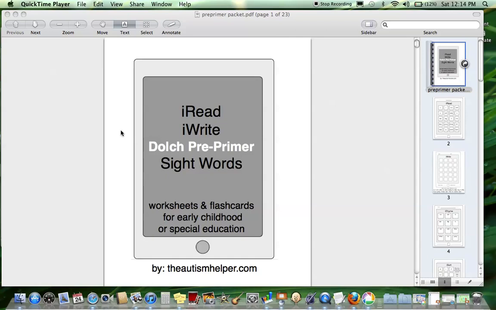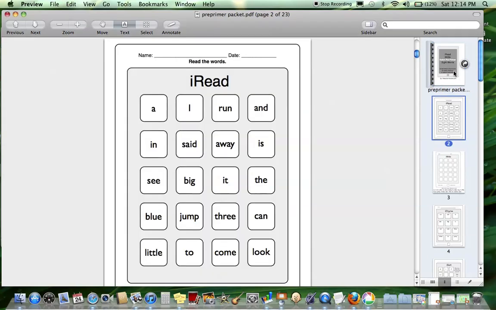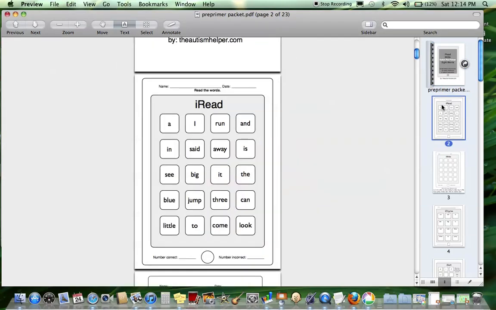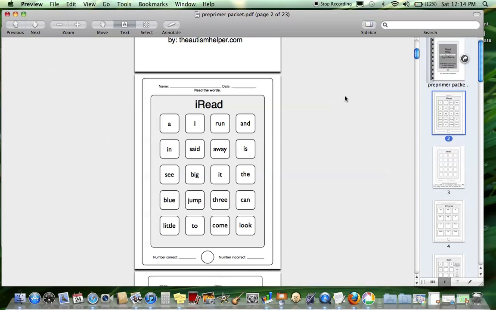So this is a packet of worksheets and flashcards working on the Dolch Preprimer words that are all iPad themed. Now my kids are obsessed with the iPad, so I figured I'd play off that and make some worksheets out of them, because why not? They'll want to do them. So these are to work on the Preprimer words, and there's different worksheets to work on different concepts.